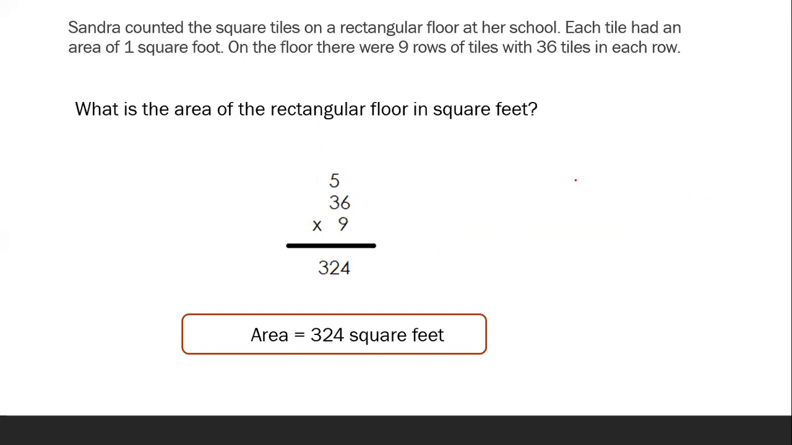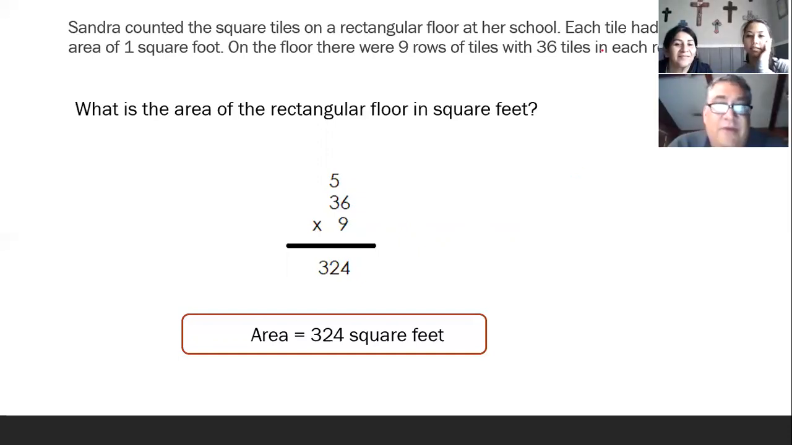Now make sure that you put your square feet on the end, whether you just put the SQ and the FT, or write out square feet, but always make sure you put your units. What is it called? I can't remember now. Units. Your units at the end, whether you're working in centimeters, square feet, square inches, whatever units you're working with.